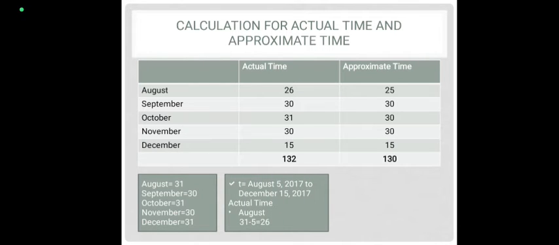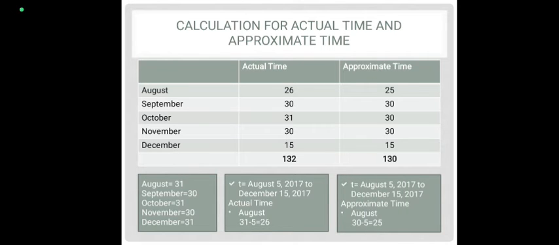So how do I compute the actual time in August? August starts with August 5. So in actual time, we need to subtract 5 from the 31 days in August to get the actual time in this month. So we have 31 minus 5 equals 26. So in August, we have 26 actual time. September we have 30, October we have 31, November we have 30, and December we have 15. So the total is 132 days actual time.